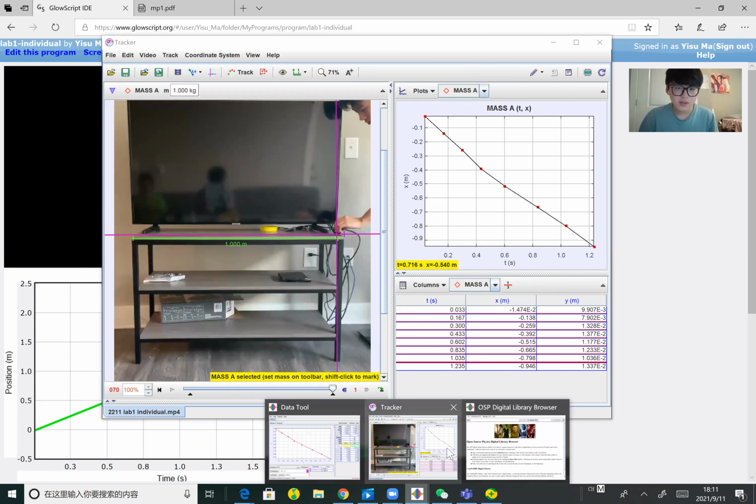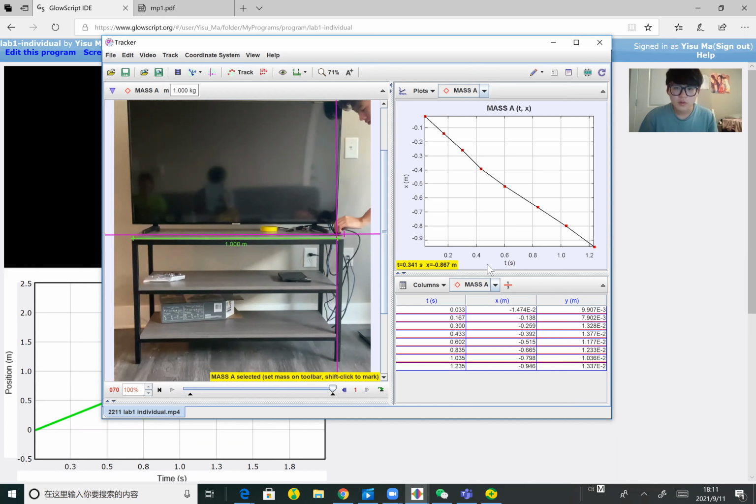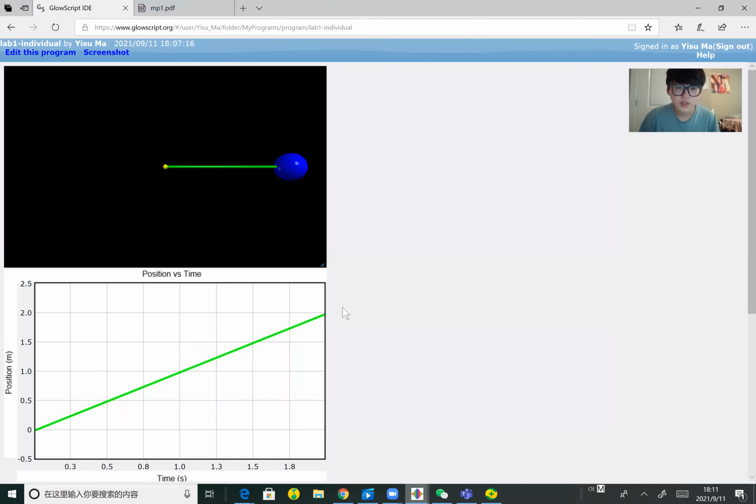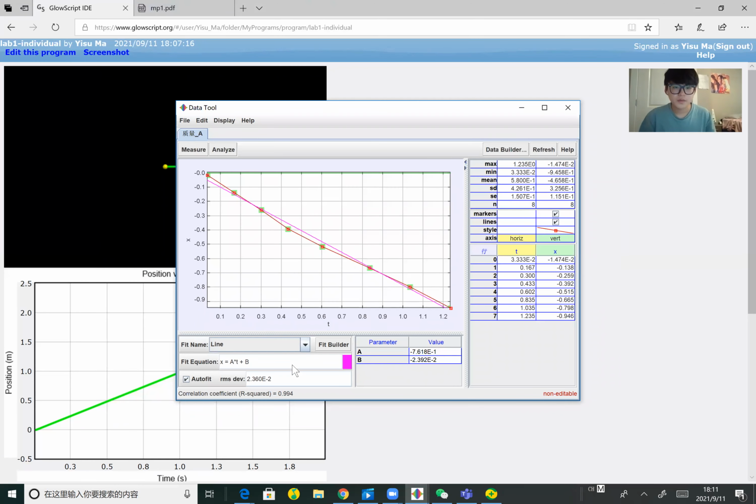If we start to analyze our position, let's right-click this and open our data tool. You can see that we have a linear function here, and the coefficient is minus 0.7618. This is our constant velocity, because we are pushing our ball towards the negative x-axis, and this may be why this constant is negative.